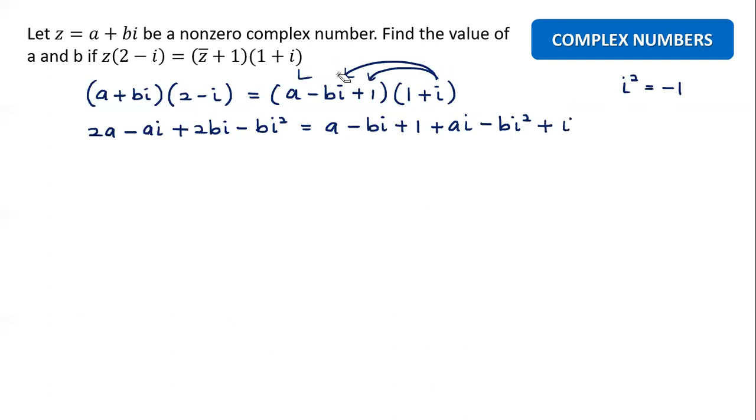Got it? Hope that you understand. This is a simple expand. Okay, so as I told you, where is our hero? This is our hero here, this one and this one.